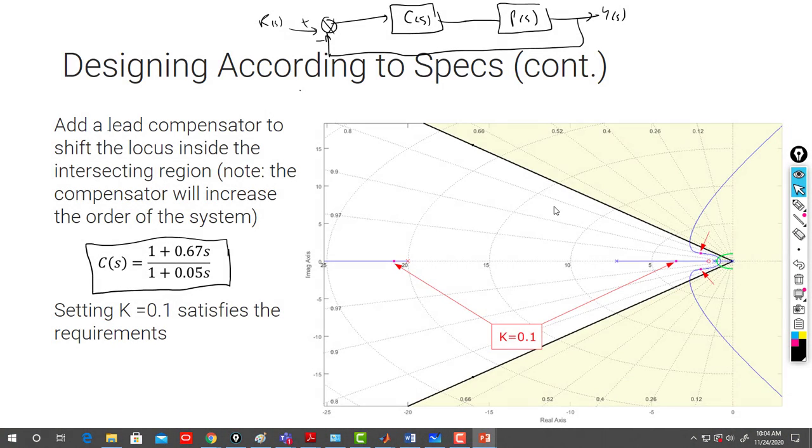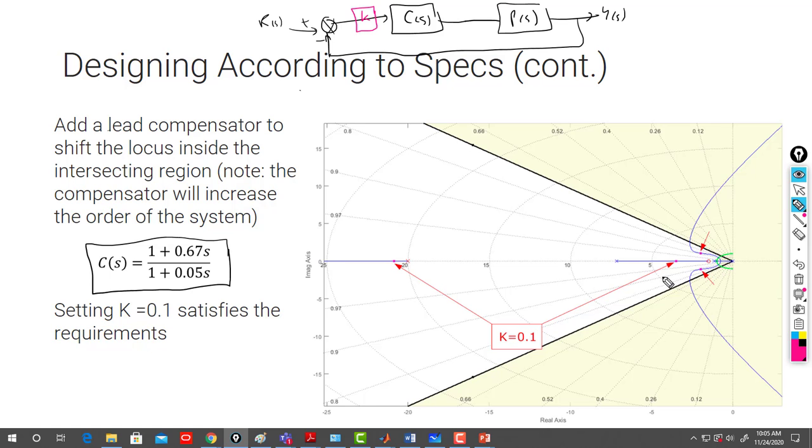Okay, sorry guys. So now we added this compensator and I also added again K in addition to the compensator. And I find my closed loop, which is Y over R, and then I start moving K from 0 to infinity. And I draw the root locus.